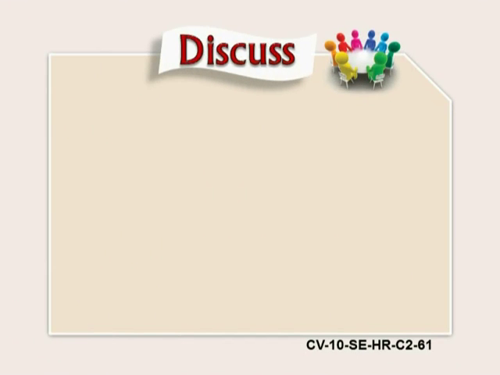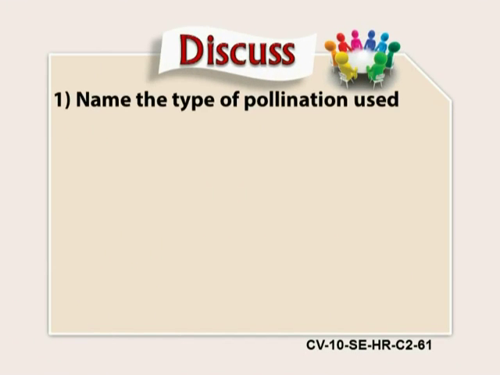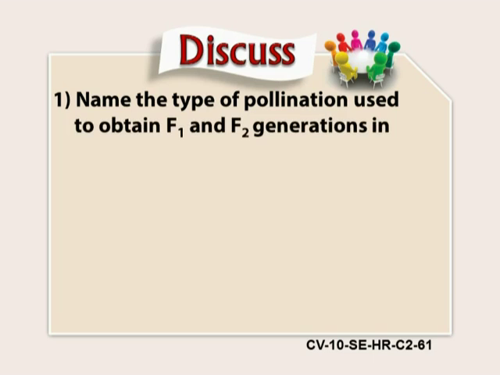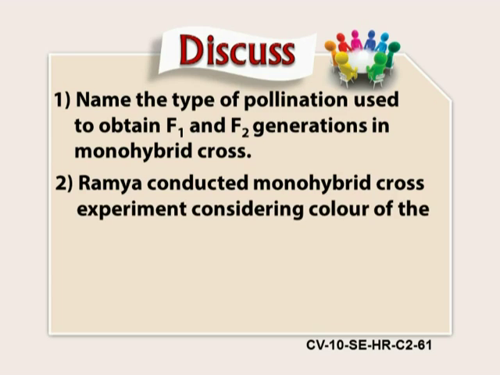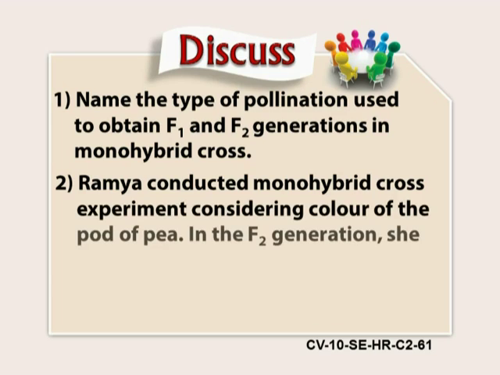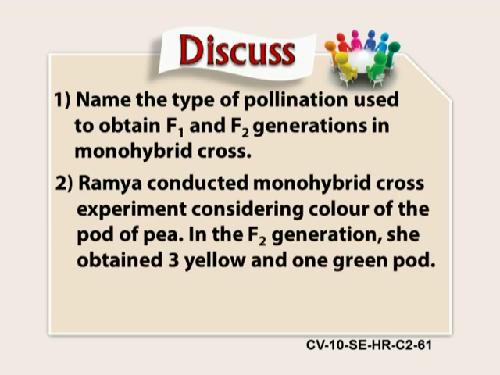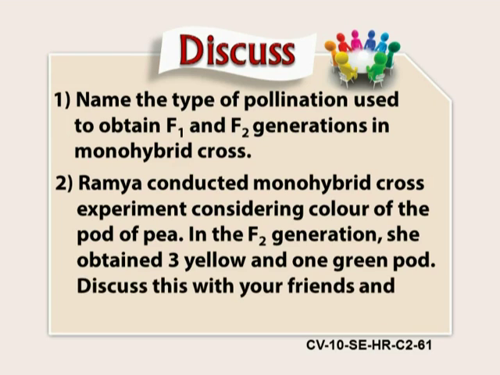Discuss with your friends. Name the type of pollination used to obtain F1 and F2 generations in monohybrid cross. Next question. Ramya conducted monohybrid cross experiment considering the color of the pod of the pea. In the F2 generation, she obtained 3 yellow and 1 green pod. Discuss this with your friends and make a report. Please copy this down.